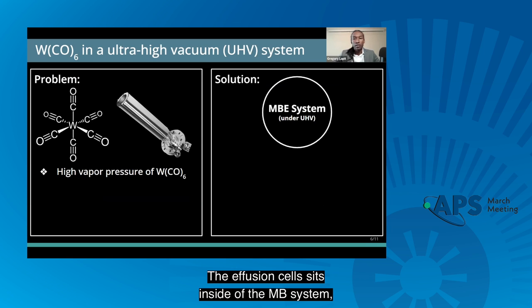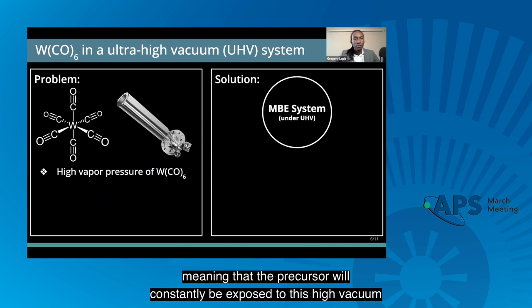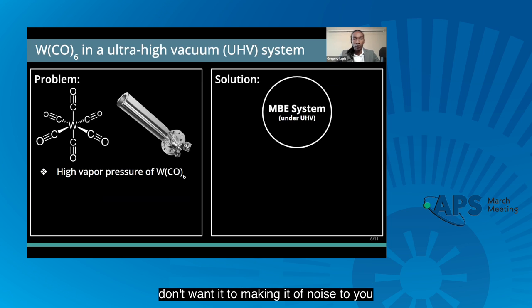As well, the effusion cell sits inside of the MBE system, meaning that the precursor will constantly be exposed to this high vacuum pressure and will often sublimate out of your system and be pumped out when you don't want it to, making it of no use to you.